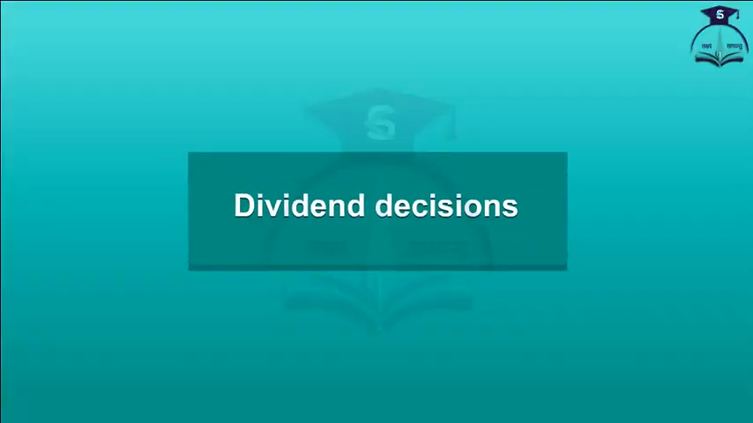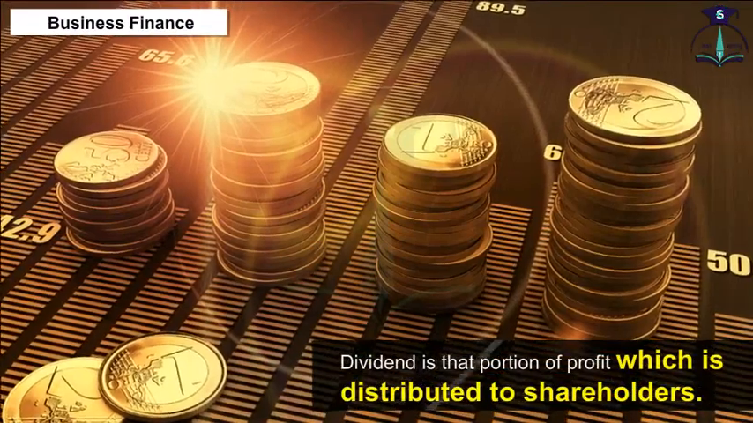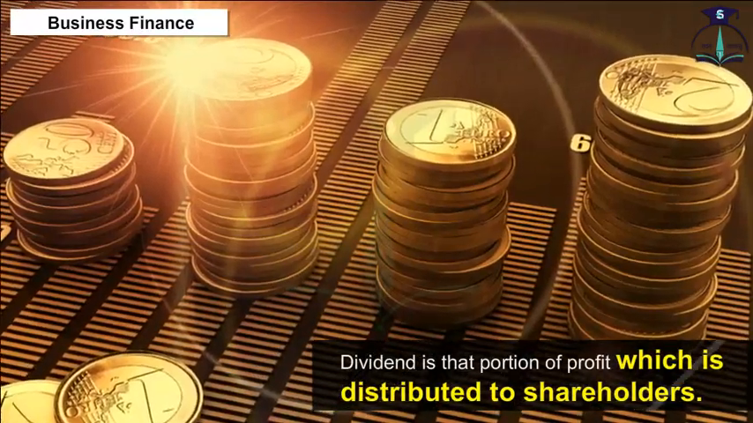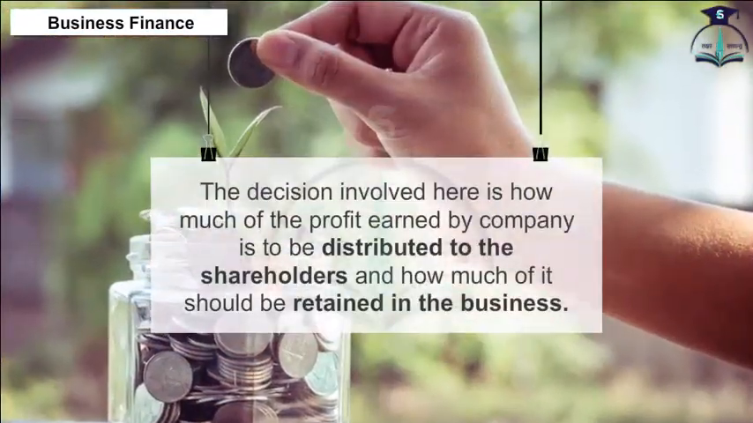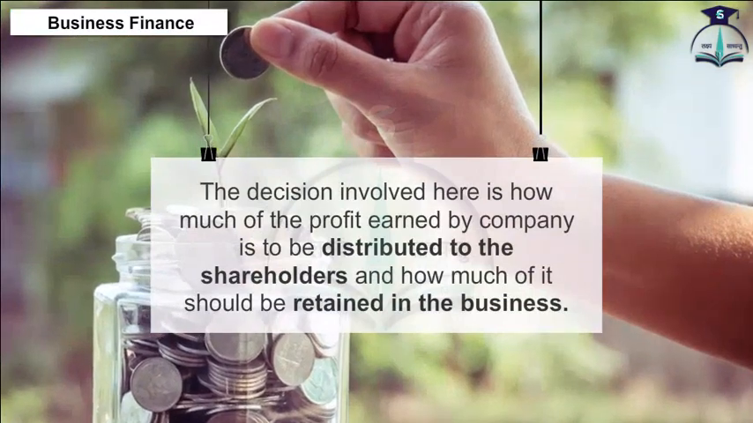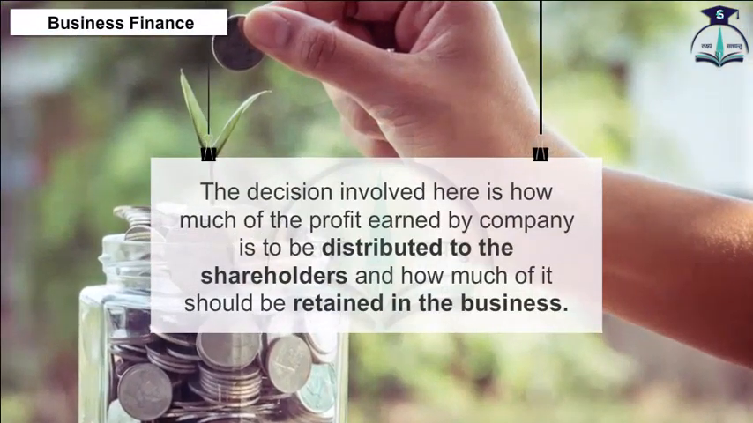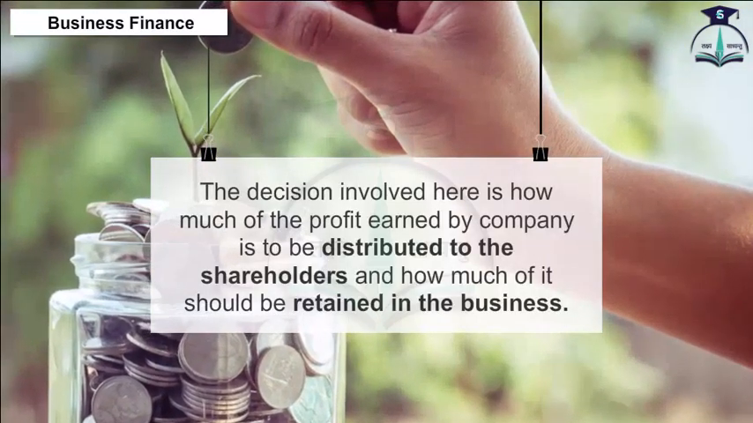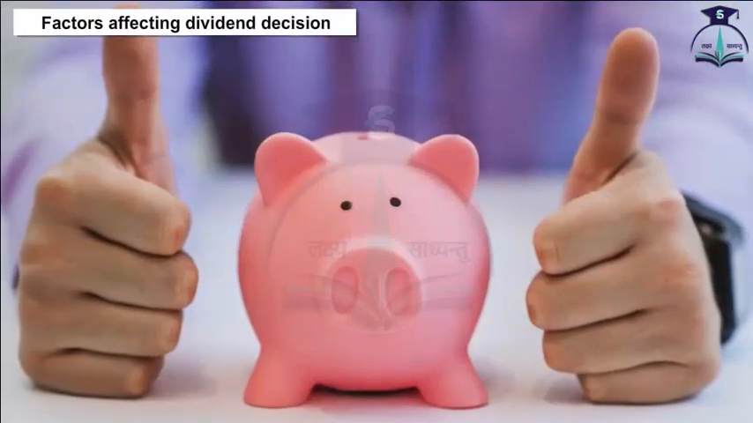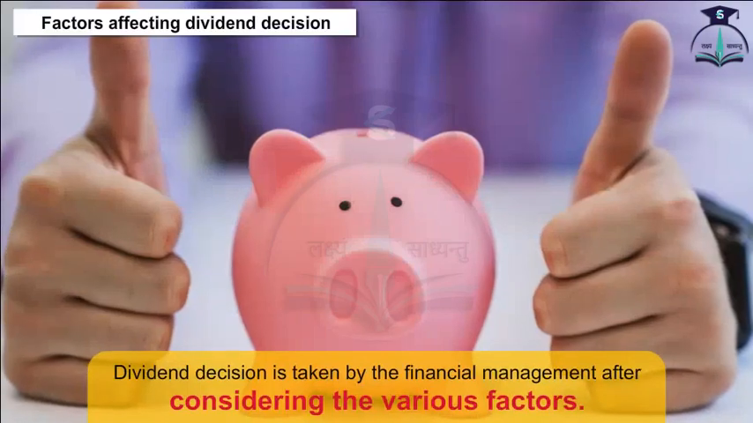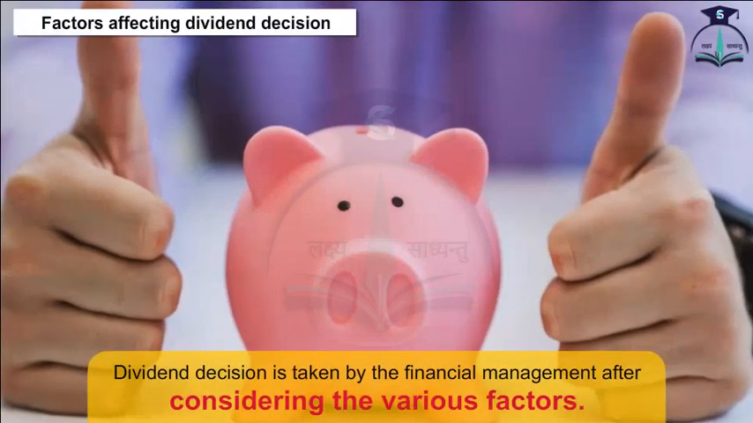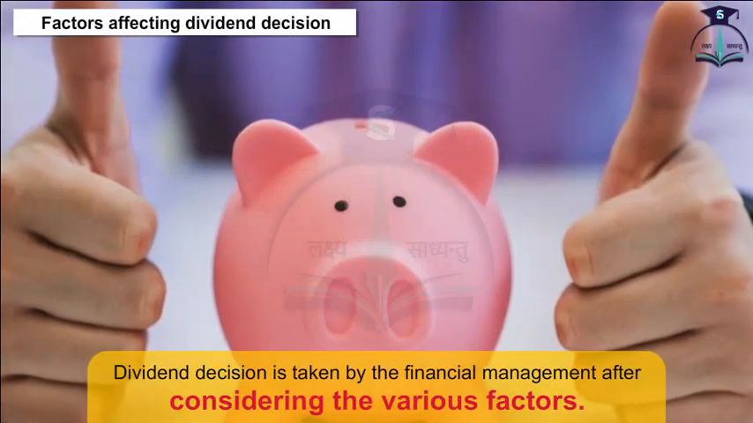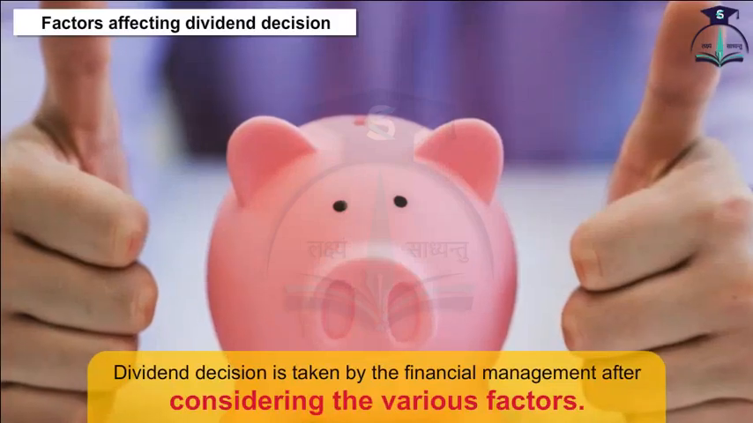Dividend decisions. Dividend is that portion of profit which is distributed to shareholders. The decision involved here is how much of the profit earned by the company is to be distributed to the shareholders and how much of it should be retained in the business. Factors affecting dividend decision. Dividend decision is taken by the financial management after considering the various factors. The important among them are discussed below.